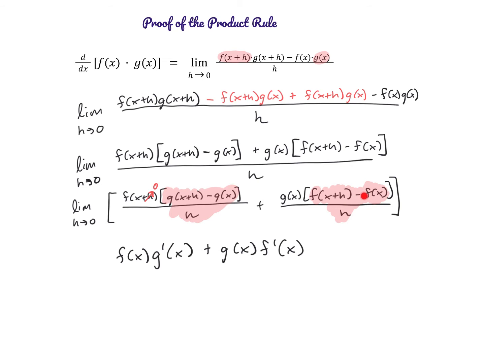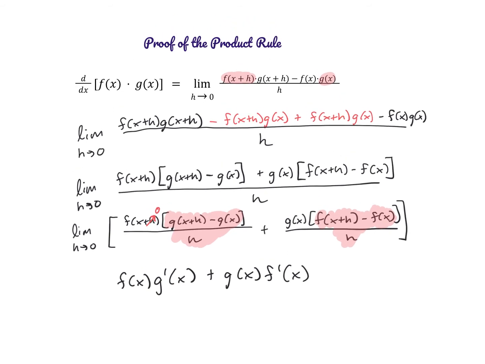So I'm just replacing this with f prime of x, and if I do direct substitution with this limit, this still stays g of x. And after I've done that, you can see that we have the product rule, f of x times g prime of x plus g of x times f prime of x. So now we have proven our product rule.